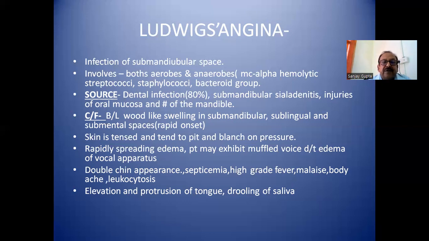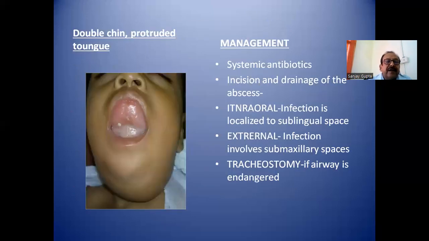There is elevation and protrusion of the tongue because of fullness of the ventral aspect of the floor of the mouth, and there is drooling of saliva. This is the classical picture. You can see the open mouth, elevation of the floor, protrusion of the tongue, the appearance of a double chin, and woody hard swelling right from the submandibular and submental area.